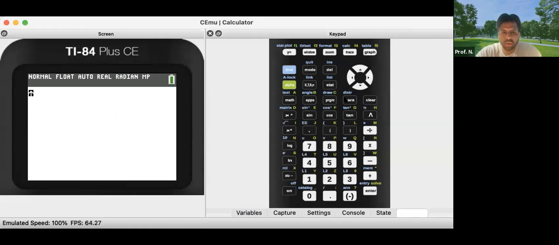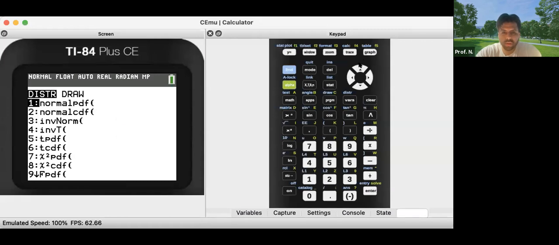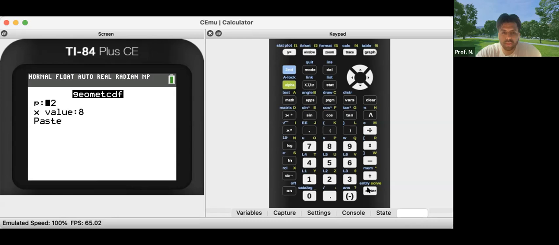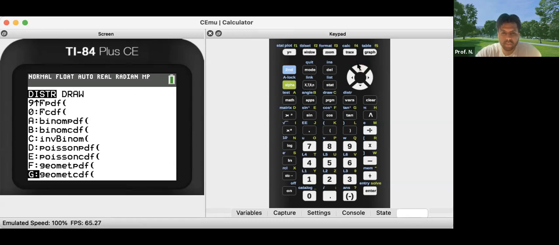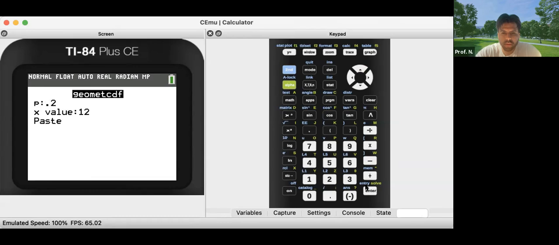I do second vars. So CDF 0.2, the x value here would be 12. Paste. And then subtract that from the second vars. CDF 0.2, and this will be 4 instead.